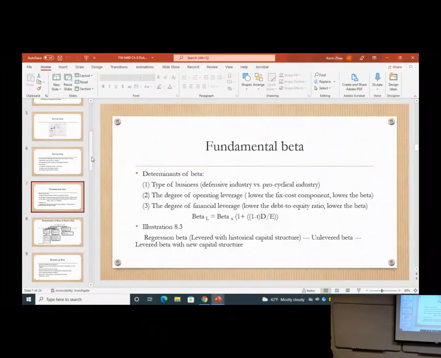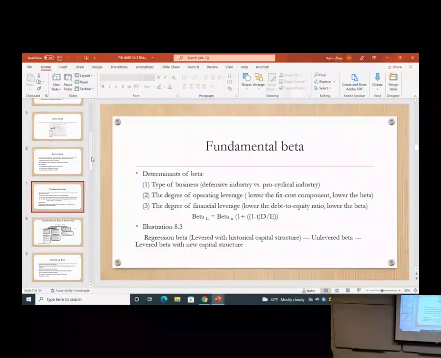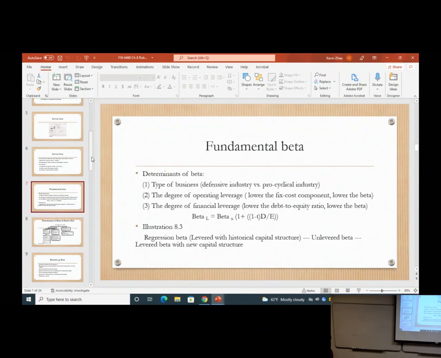For example, Walmart is kind of defensive. It's in the defensive industry. The risk is much lower because when the economy goes down, they do better. When the economy goes up, they do worse than other businesses. So the volatility is much smaller. It's called defensive. So if your company is in a defensive industry, you're supposed to have low overall business risk, right? So that's the first determinant of beta, the type of business.